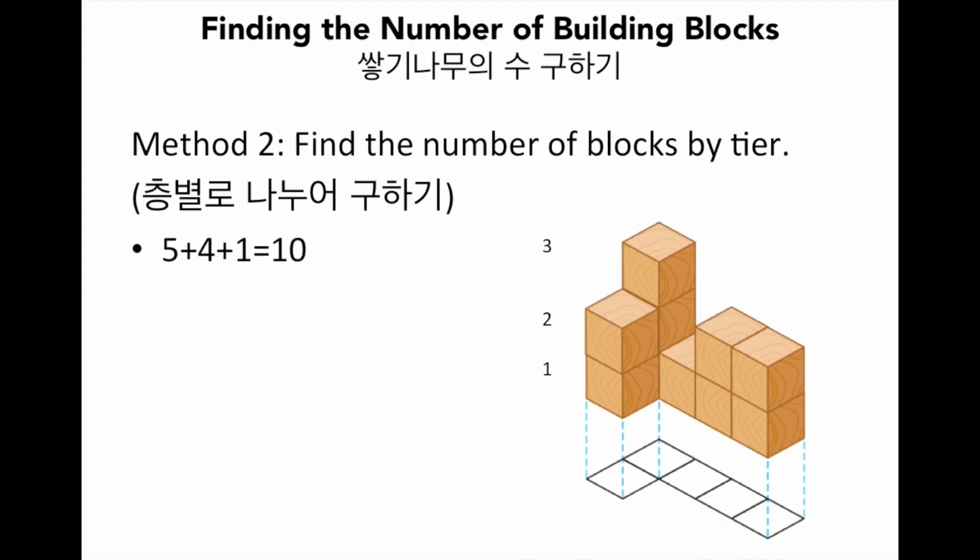Okay, so for method 2, you would find the number of blocks by tier, or 층. If you look at this example, you can see that there are 5 blocks total on the very bottom layer. On the second layer, there are 4 blocks, so you add 4 to that. And on the very top layer, there's only 1 cube, so if you add all these together, you know that there are 10 blocks total.